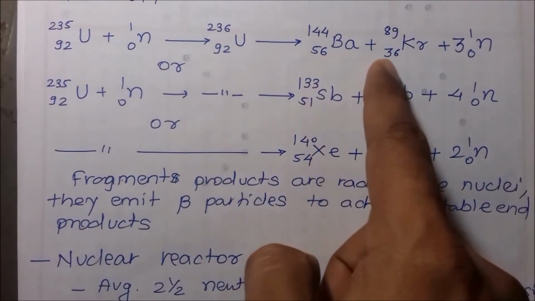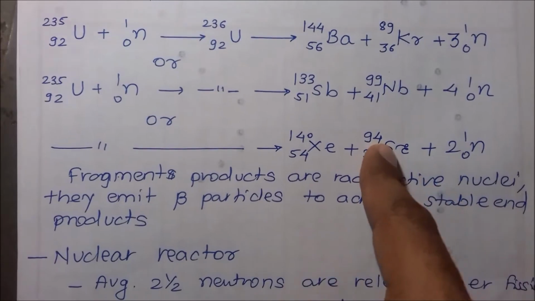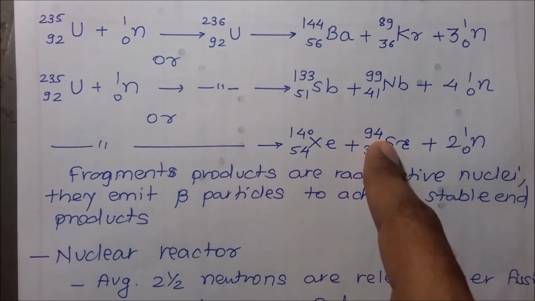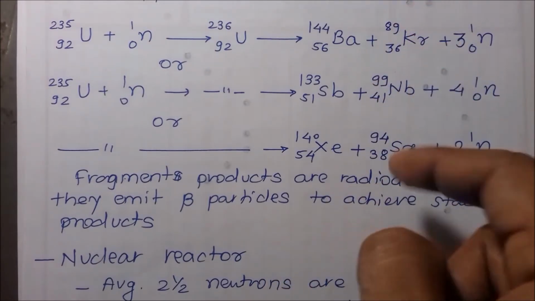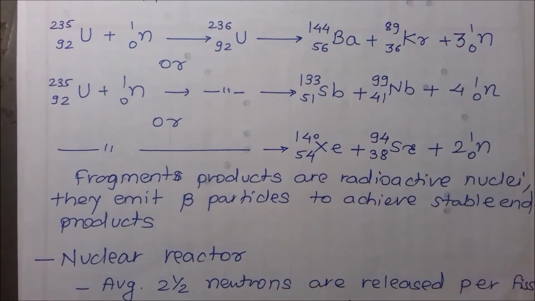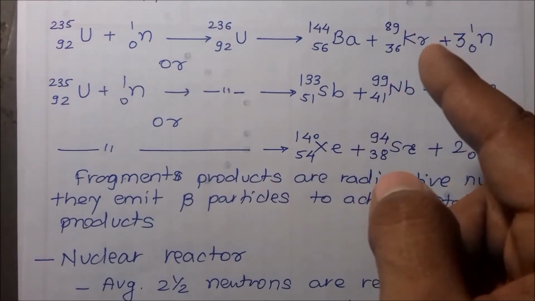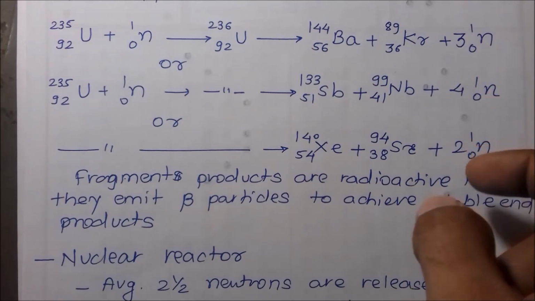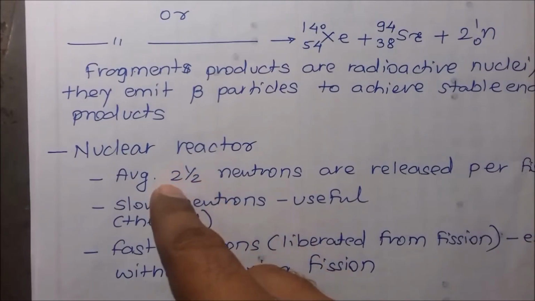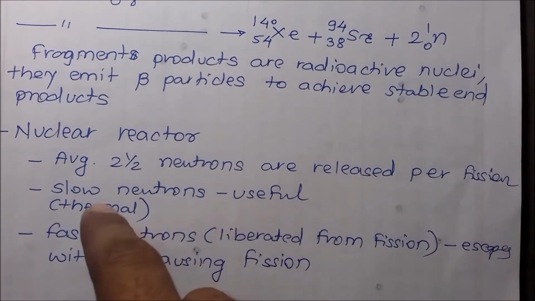Now these fragments which are produced are not stable. They emit beta particles. Inside a nuclear reactor, all 3 reactions happen. In each reaction, a different number of neutrons are produced. So on average, 2.5 neutrons are released per fission.